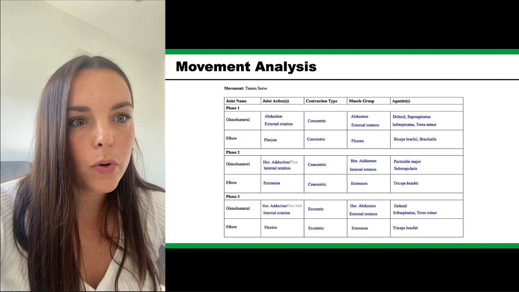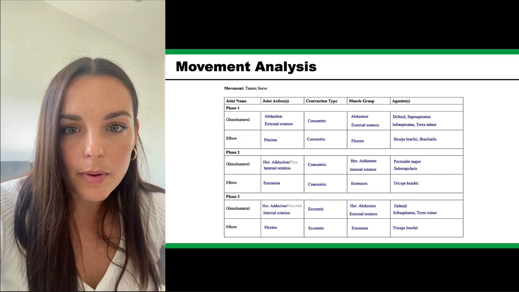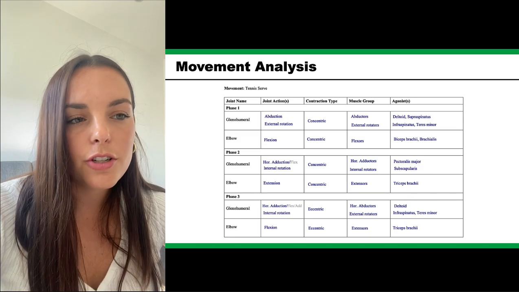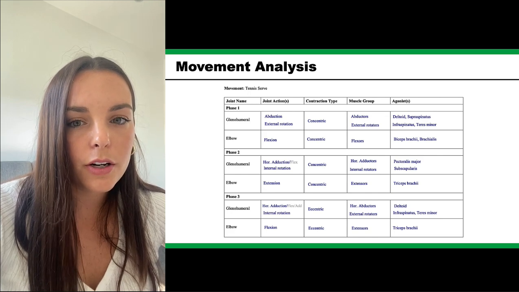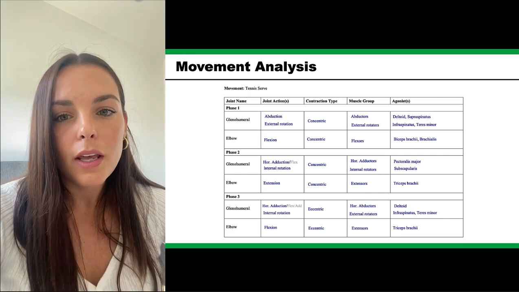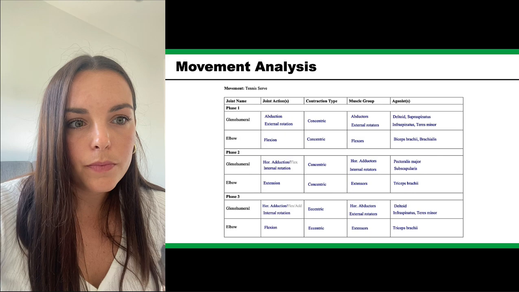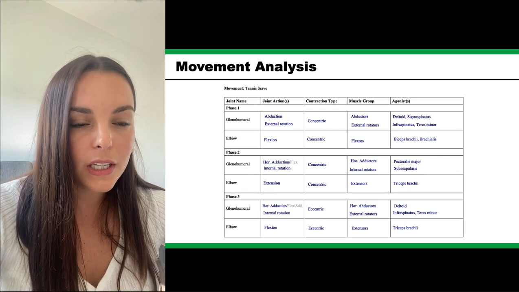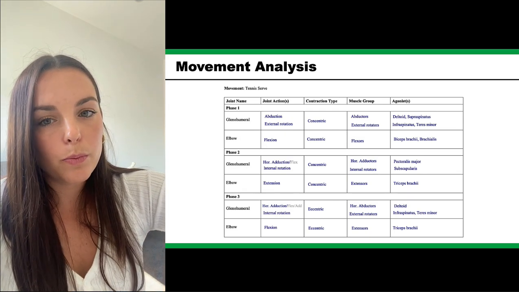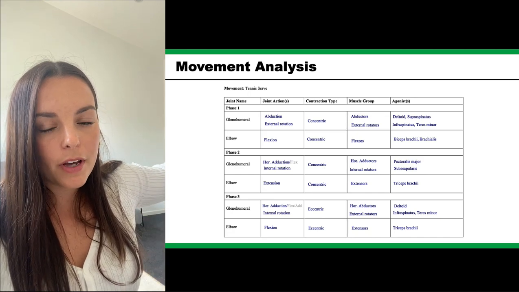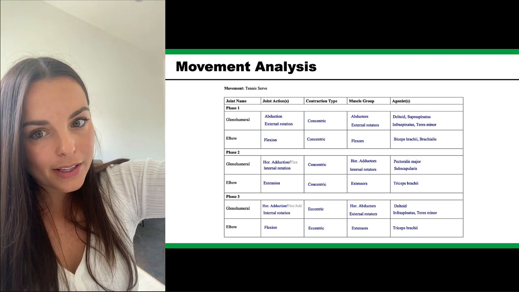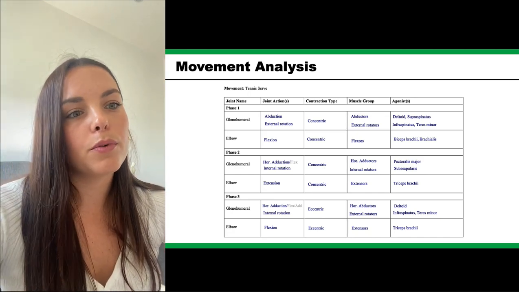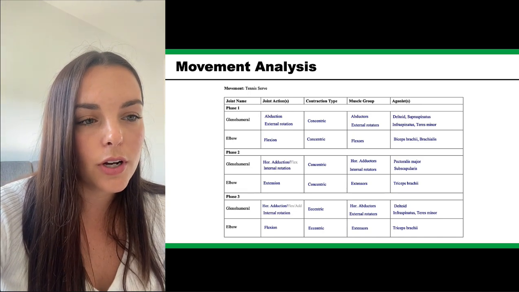Now, if we look firstly at the contraction type column, hopefully you all got the contraction types as a minimum. So in phase 1, again, we're lifting the arm up or we're producing that acceleration. So it's going to be concentric, both at the glenohumeral and the elbow joint. In phase 2, now we're really producing that acceleration as we go to hit the ball. So we've lifted the arm up in phase 1. Now we're really trying to produce force and hit that ball. So again, it's going to be a concentric contraction.